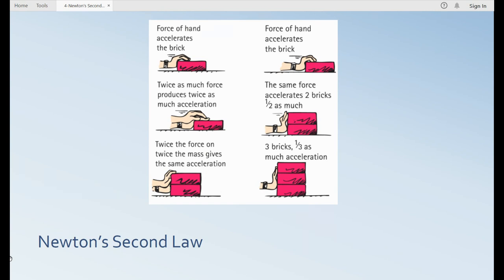And then in our final picture over here on the bottom right, if we have three bricks but still only have one hand of force, we're only going to have 1/3 as much acceleration as we had in the top pictures.